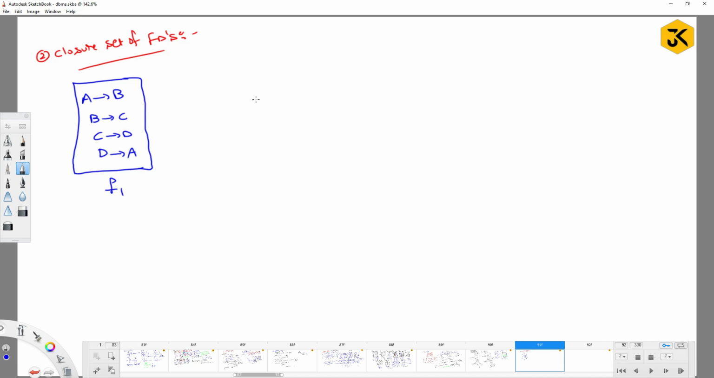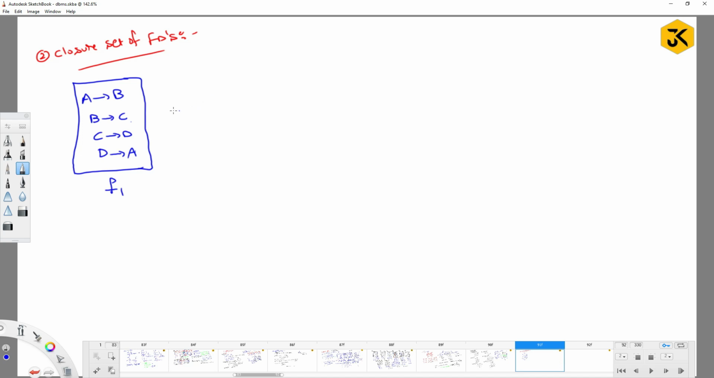Basically, with the help of inference rules it is possible for you, right? There is a transitive rule: A determines C is one possibility, A determines D is one possibility, and A determines A is also one possibility. So based on inference rules you can do it, as it is a simple one. In another way, I can go with the closure set of functional dependencies.